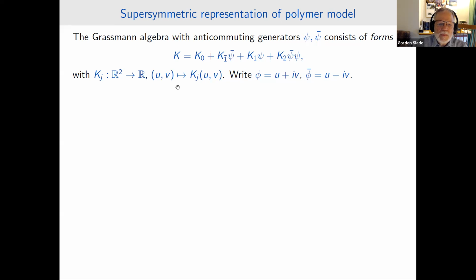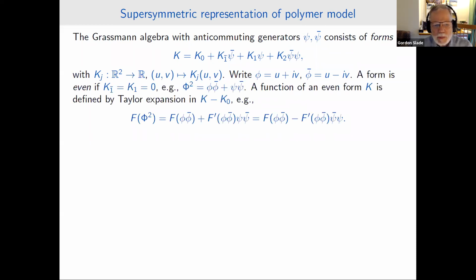And the coefficients are functions on R2, which I'll write as functions of u and v, going to k_j of u and v, where j is 0, 1 bar, 1, or 2. In fact, it's more convenient to think of u and v as being the real and imaginary parts of phi. And so rather than u and v, I'll prefer to write phi and phi bar. Phi is u plus iv, and phi bar is u minus iv. So we have that Grassmann algebra.